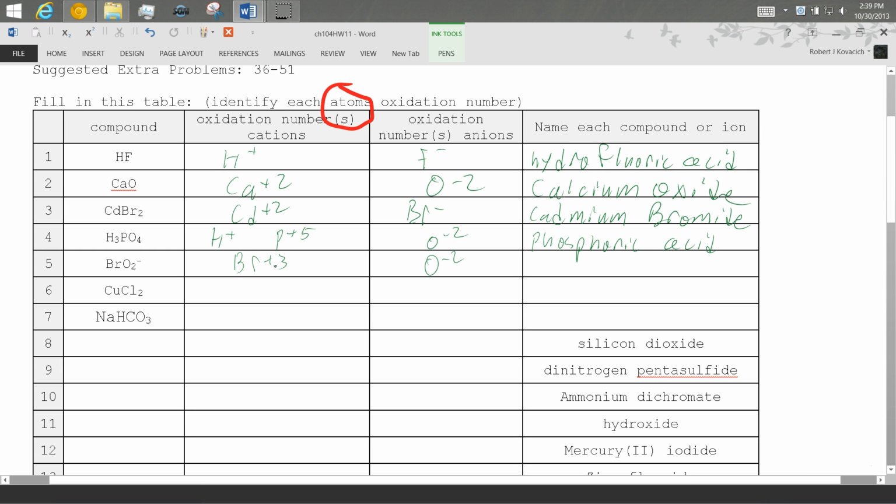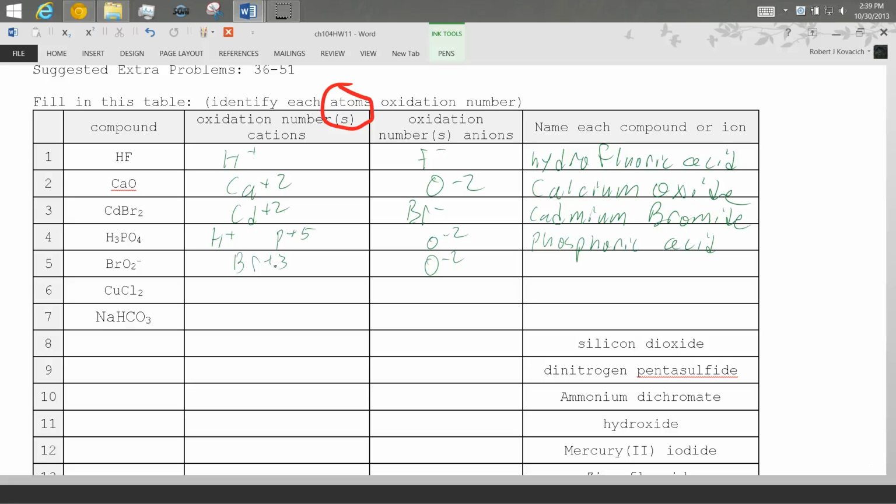What's the charge on the oxygen? -2. So what's the total negative charge? -4. Are you okay with that? Two -2s. What's this thing's charge got to be when I'm finished? I have to have 1 negative left over. So how many negatives do I have to cancel out? 3.